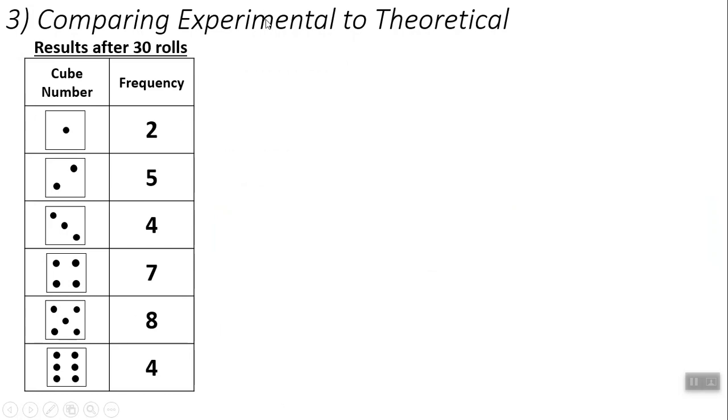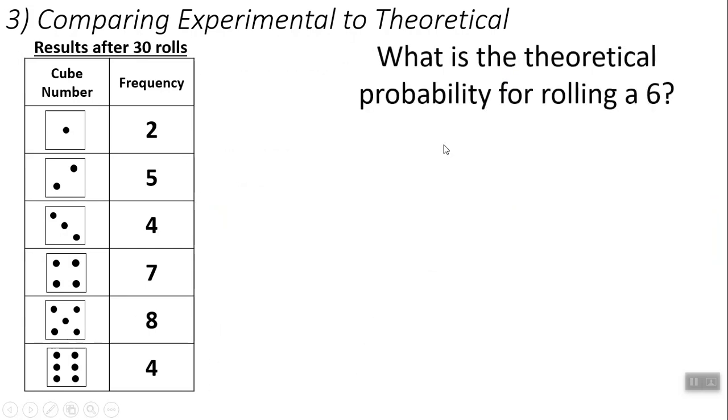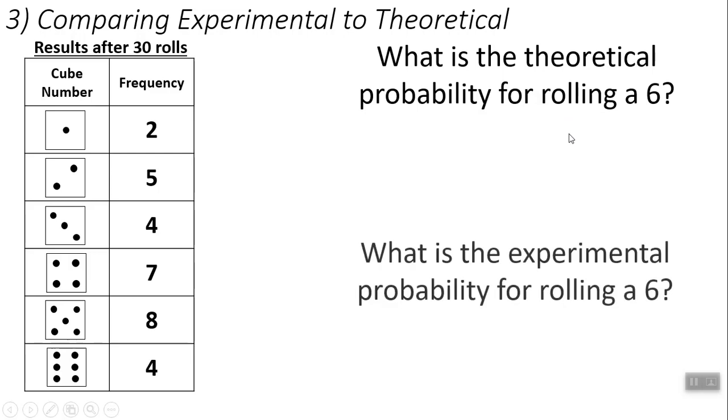Okay, so comparing experimental to theoretical. So we've got this table, we've got 30 rolls, and we've got these results. What is the theoretical probability for rolling a 6? Well, if you're doing theoretical probability, you're not even looking at this table because this table shows experimental probability. It shows the experimental results. And then the next question, what's the experimental probability for rolling a 6? So this shows the experimental results.